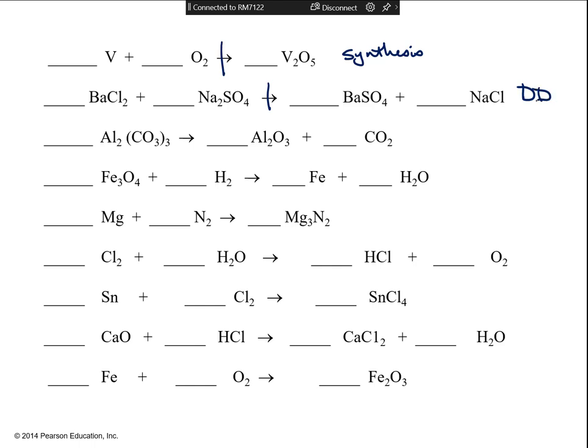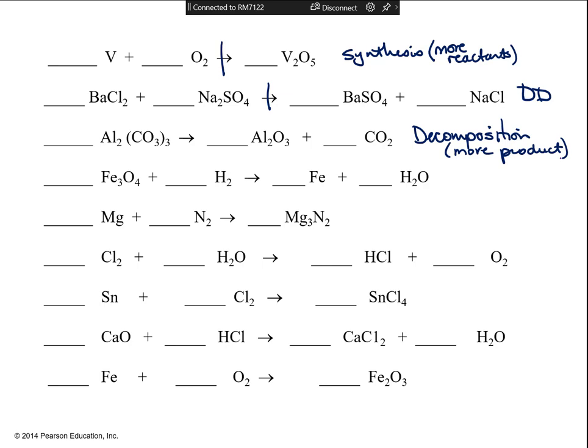What about this one? Al2CO3 forms Al2O3 and CO2. What is this one? Decomposition. So remember, synthesis, I always have more reactants. Decomposition, I'm always going to have more products. And that's without even balancing them. We're just looking at the numbers specifically.